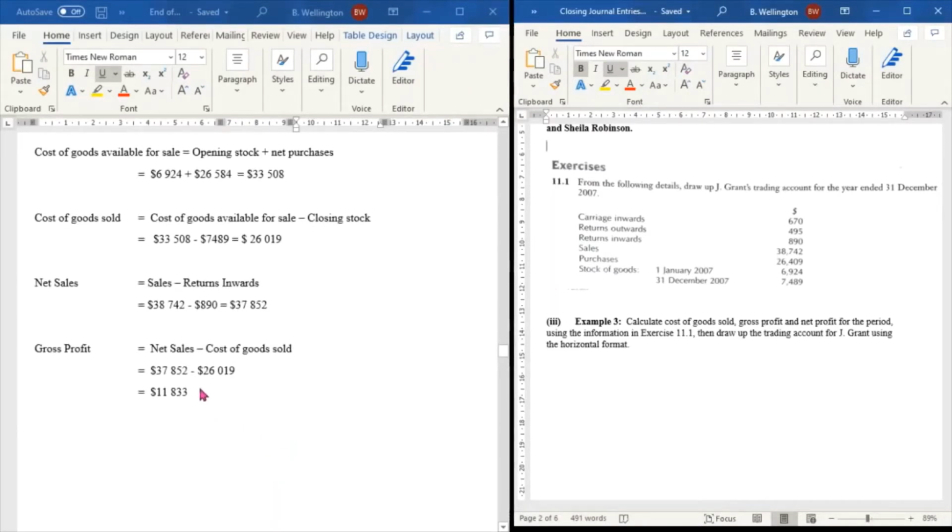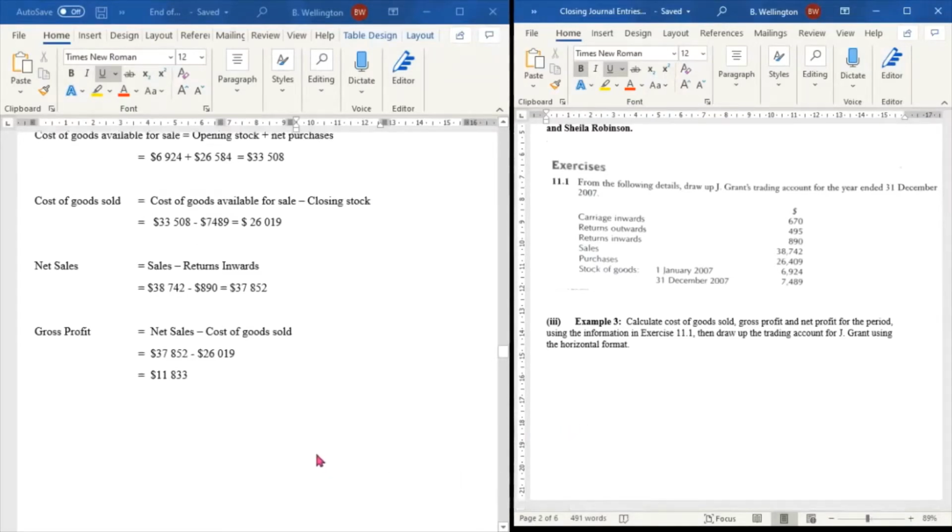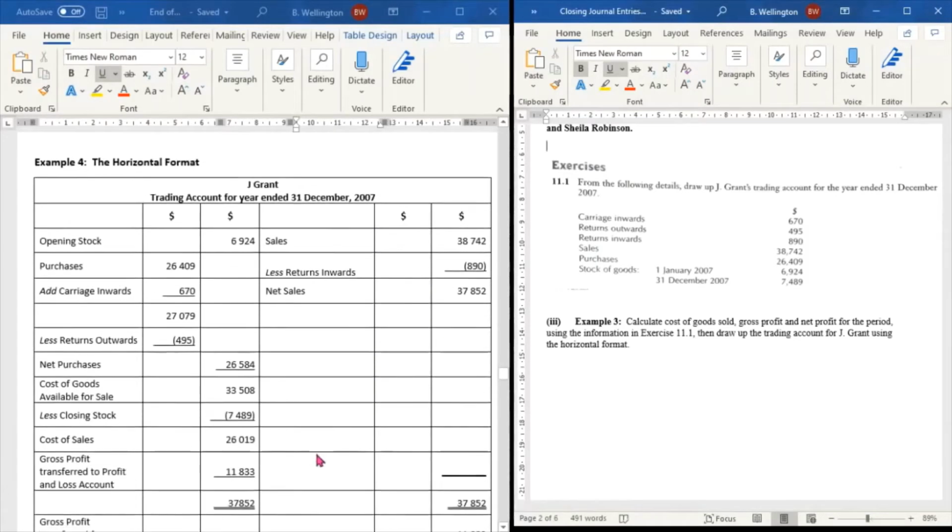Now gross profit is equal to net sales minus cost of goods sold, and we had calculated those figures. Net sales of $37,852 minus cost of sales of $26,019 give you gross profit of $11,833. Now, let's go ahead and do J. Grant's trading account for the year ended 31 December 2007.